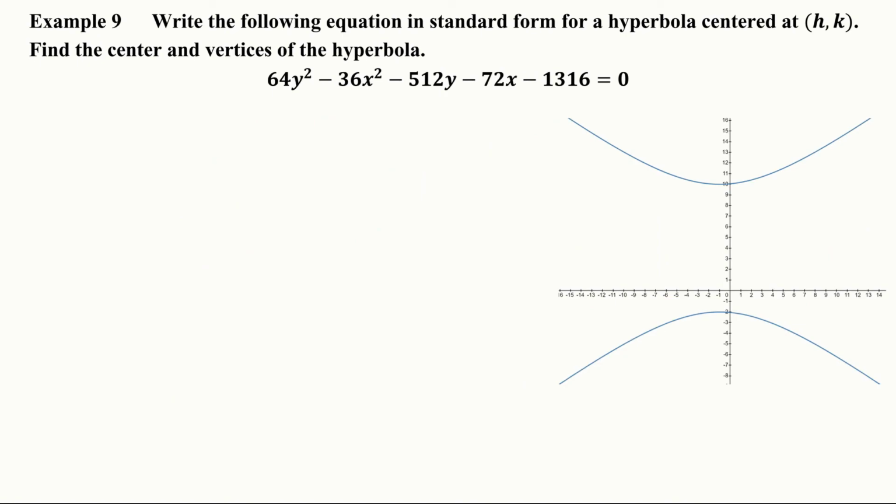All right, so give this one a try. You've seen me do one for ellipses. This is very similar. Basically, we're going to put the y terms next to each other: 64y squared minus 512y. We'll leave some space because we're going to complete the square, and then write the x terms.